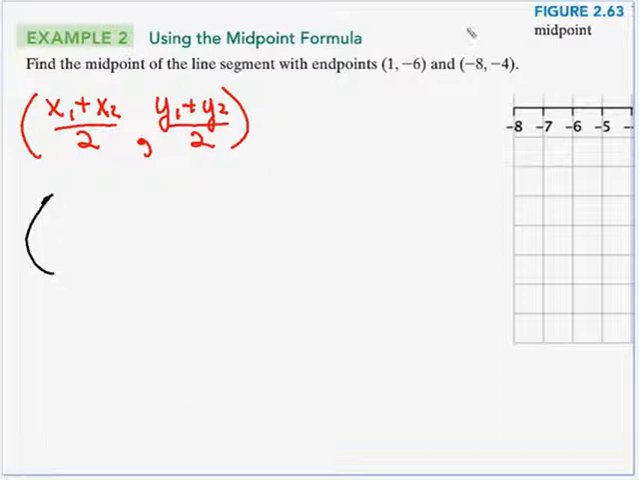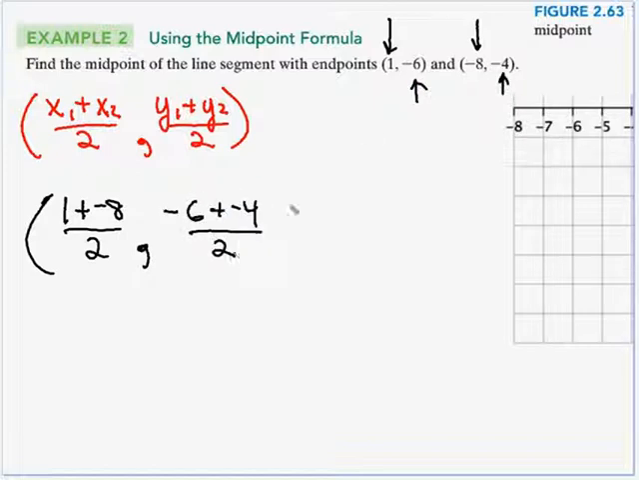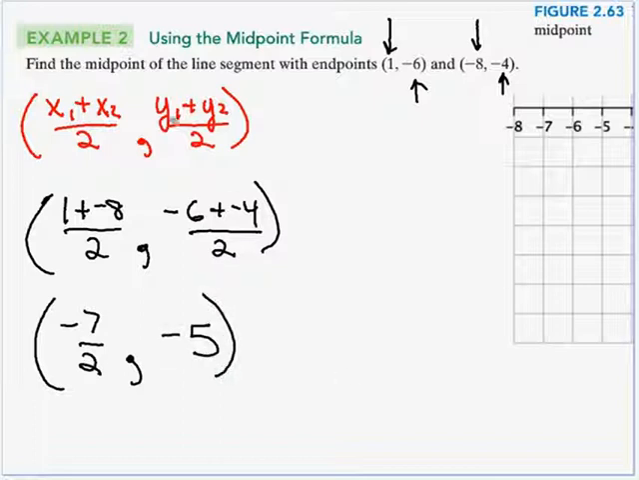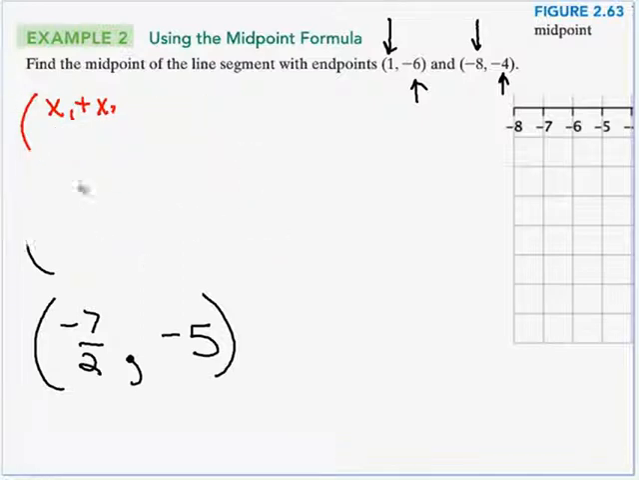All right, let's plug in our x coordinates. I see a 1 and a negative 8. 1 plus negative 8 over 2. And for our y values, negative 6, negative 4. And we add those and divide by 2. So it looks like here we're going to have a negative 7 over 2, negative 7 halves. And then for our y coordinate, we'll get a negative 10 in the numerator and divide by 2, and that'll be a negative 5. So that looks like our midpoint.